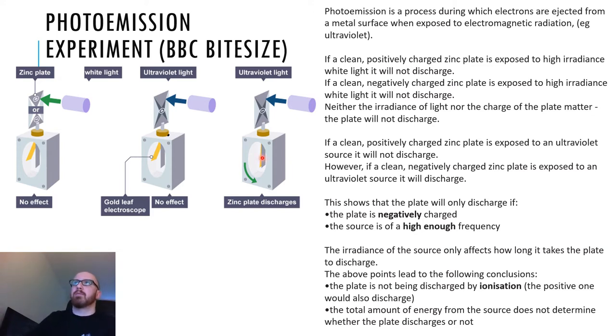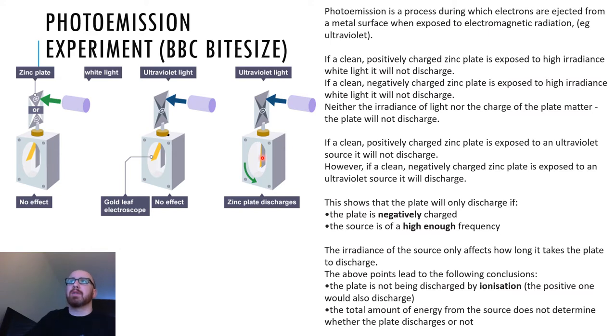So photoelectric emission is a process during which electrons are ejected from a metal surface when exposed to electromagnetic radiation, for example, ultraviolet or visible light or whatever. I mean, we expose it to an EM wave. Whether it has enough energy or not is what we're trying to show.